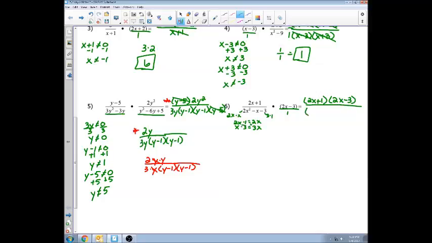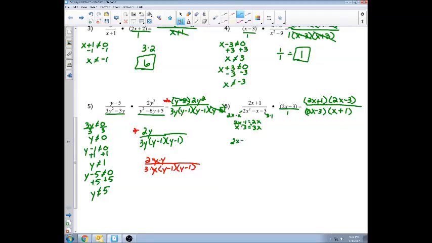So now I make two sets of parentheses. The 2x and the 1 work together, so if I have 2x here, I would have positive 1 there. The x and the negative 3 work together, so if the x is here, the negative 3 needs to go there. Now that I have everything completely factored, I need to find my restrictions.